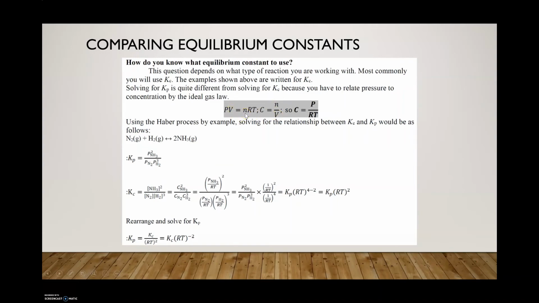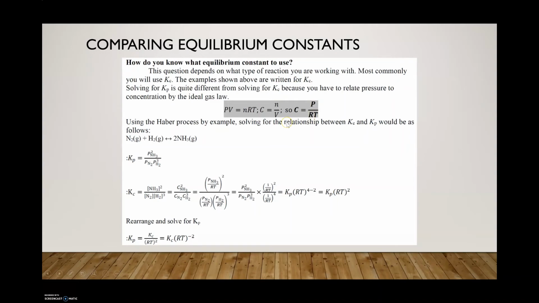With that being an expression, we can substitute those two variables with C. So we solve for C, and we get this relationship: concentration is equal to pressure divided by RT. Again, K sub C represents concentration, and K sub P will represent the pressure. But that's going to involve this whole right hand side.